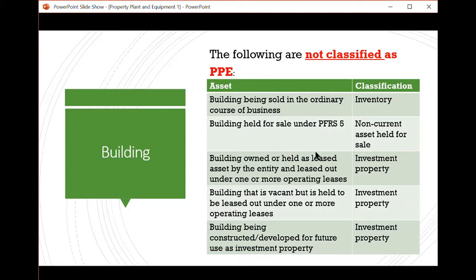Building owned or held as leased asset by the entity and leased out under one or more operating leases. So that's an investment property. Building that is vacant but is held to be leased out under one or more operating leases. So again, that's investment property. And then building being constructed, developed for future use as investment property. So that is an investment property.